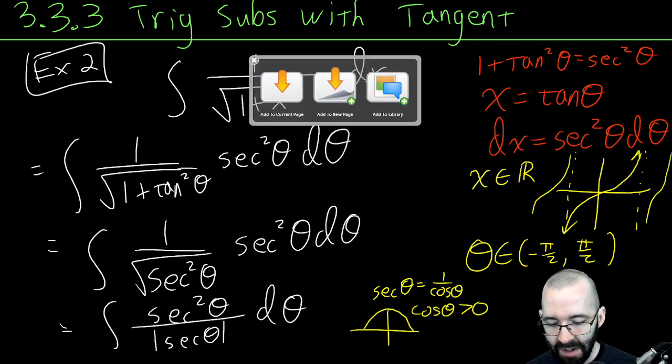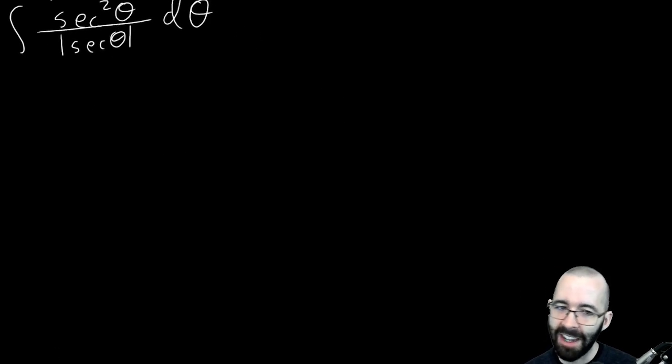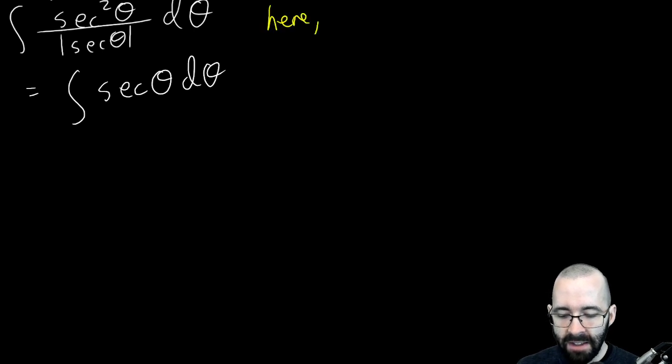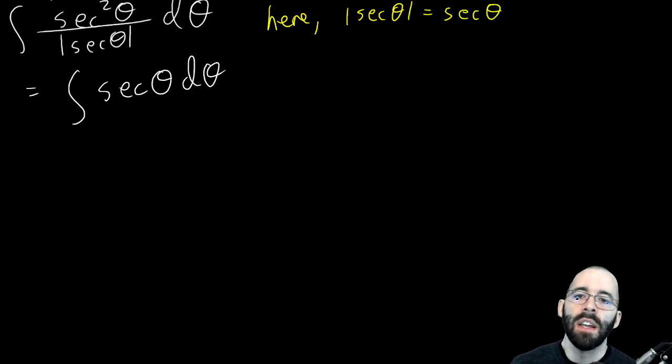And that is rather nice. We won't have that all the time, but we will have it for these tangent subs. So since secant of theta is equal to its absolute value, this does cancel to just be secant theta. Okay? Because again, here on this interval, the absolute value of secant of theta is equal to secant of theta. So what's the antiderivative of secant? Well, we can find it with integration by parts, I think.